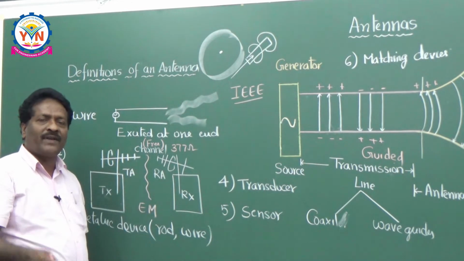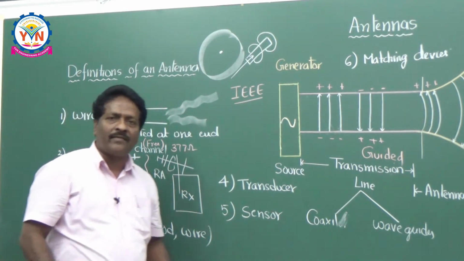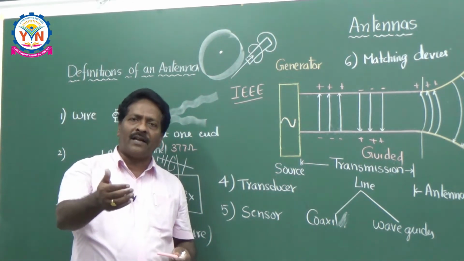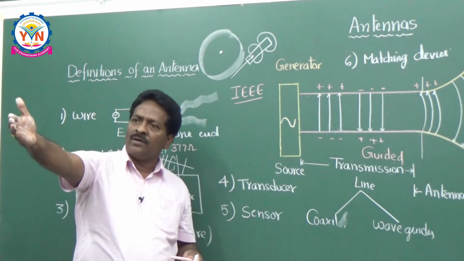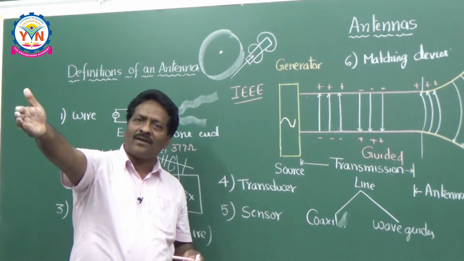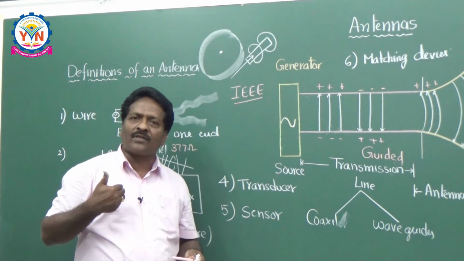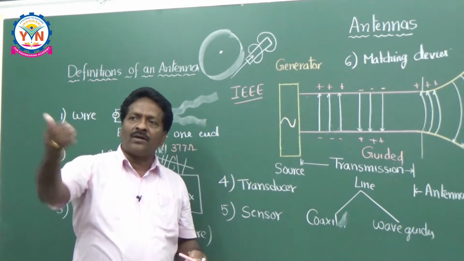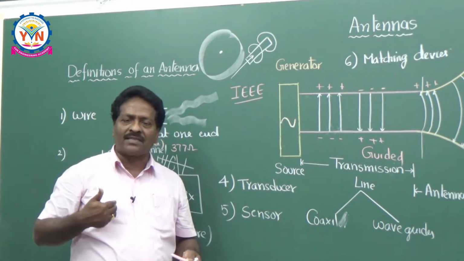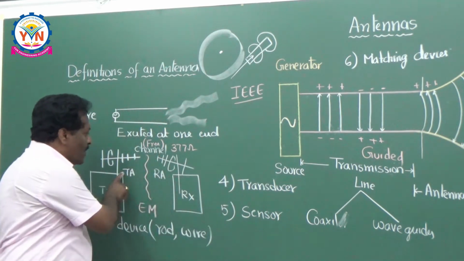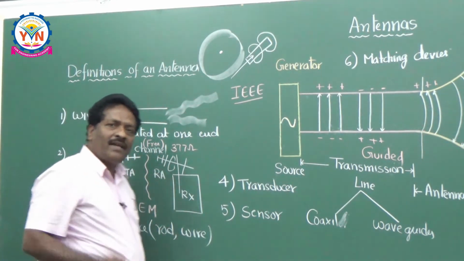You know very well, my dear friends, what is maximum power transfer theorem? Maximum power will be transferred from source to the load whenever the load impedance is the complex conjugate of the source impedance. Of course, if they are resistances, load resistance must be equal to the source resistance. Then only maximum communication is possible. Even antenna is also like this.